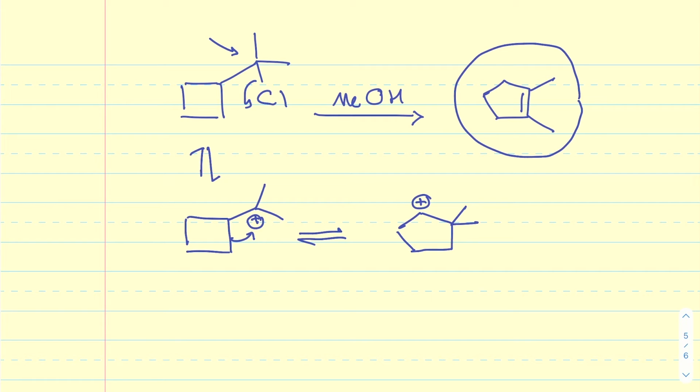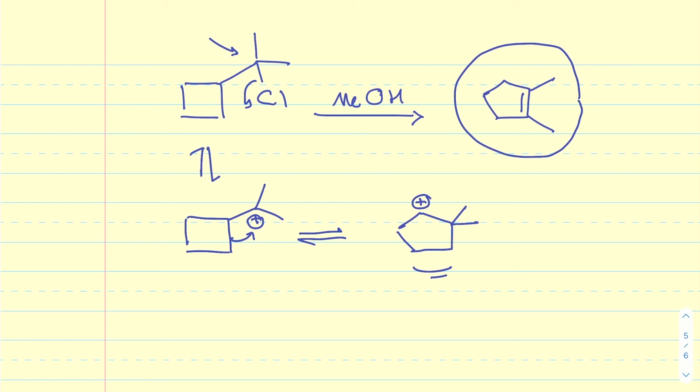Now you may be wondering, well, we are going from a tertiary carbocation to a secondary carbocation, which is less stable, and you'd be right, except we are going from a 4-membered ring to a 5-membered ring, and the energy difference between a 4-membered ring and the 5-membered ring is greater than the energy difference between a tertiary carbocation and a secondary carbocation, meaning the stability gained by relieving the ring strain is greater than the instability gained by going from a tertiary carbocation to a secondary carbocation.